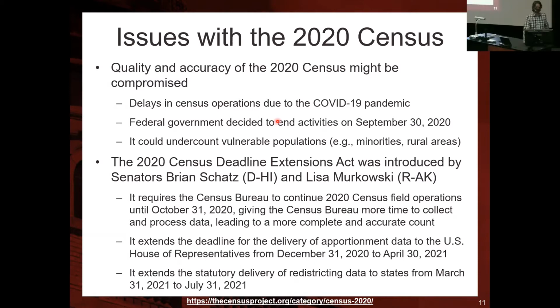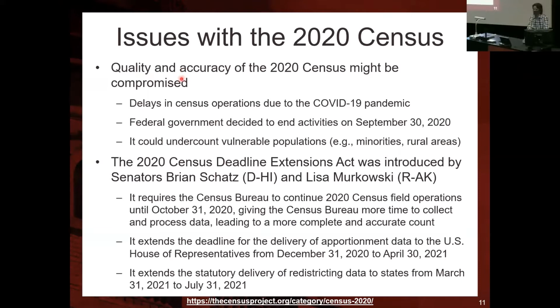And the federal government decided to end the activities on the census earlier than expected. They want to end the activities by tomorrow, September 30th. A lot of people have been saying it could undercount vulnerable populations, usually minorities or people living in faraway areas, rural areas. Those people could be undercounted, which could compromise the quality and accuracy of the census.